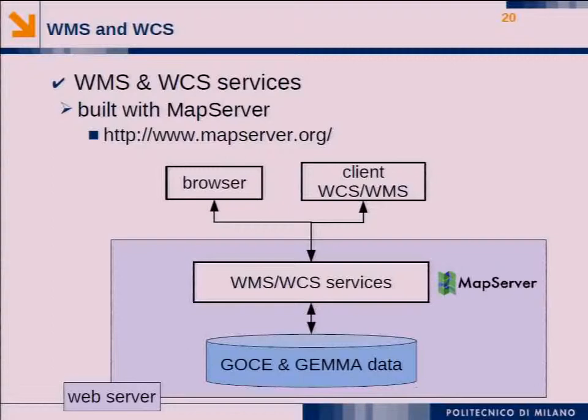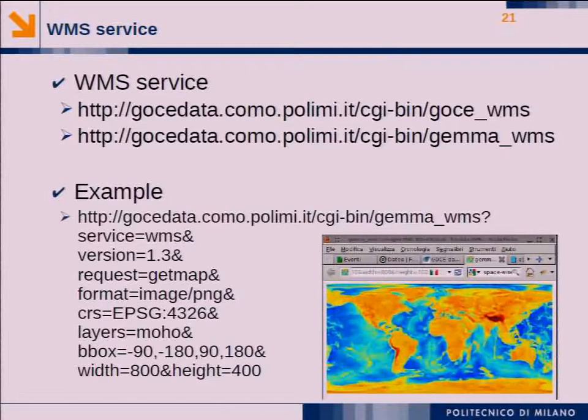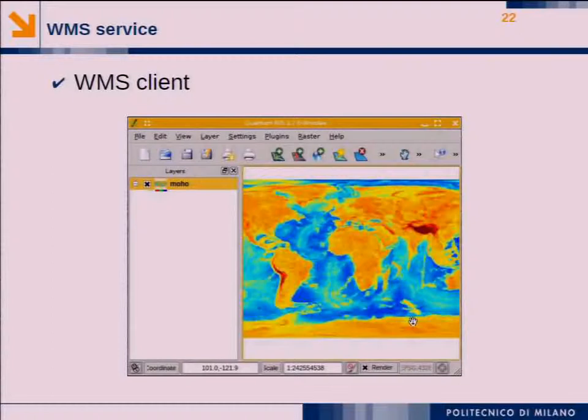An example of a WMS service. Here you can see the web address to our WMS service. And this is an example of a request made with the browser. So the user has to specify all this data, bounding box, layers, and so on. And then the server replies with an image, in this case a PNG image. It's easier if you use a WMS client like QGIS, you can navigate and explore the data in a classical way.